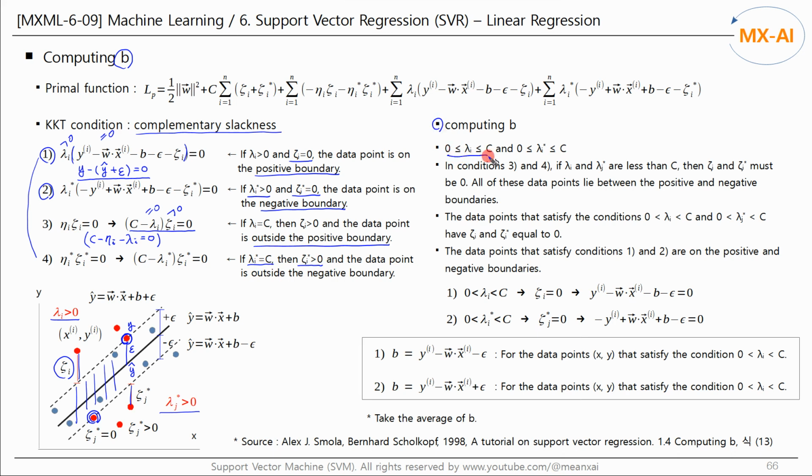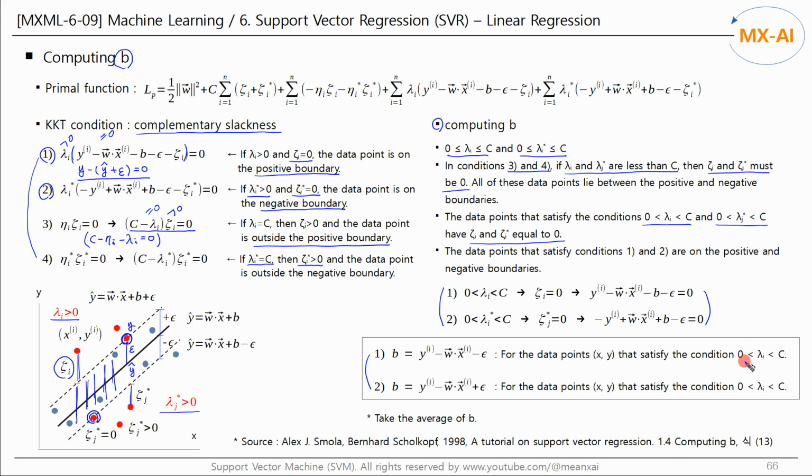These are the constraints. According to the conditions 3 and 4 on the left, if lambda and lambda star are less than c, then zeta and zeta star must be 0. These data points are between the positive and negative boundaries. The data points that satisfy these conditions have zeta and zeta star equal to 0. Then you can see that the equations below are established based on the conditions 1 and 2 on the left. Using these formulas, B can be obtained as follows.